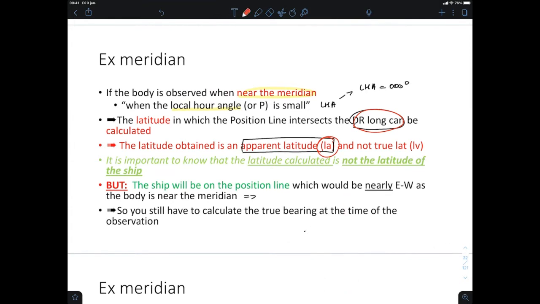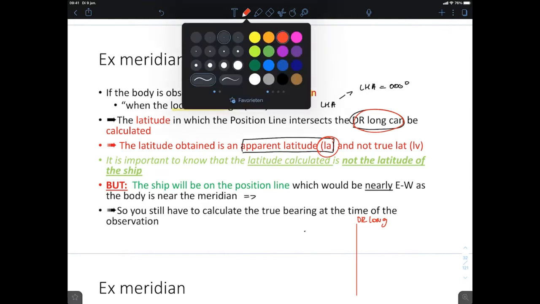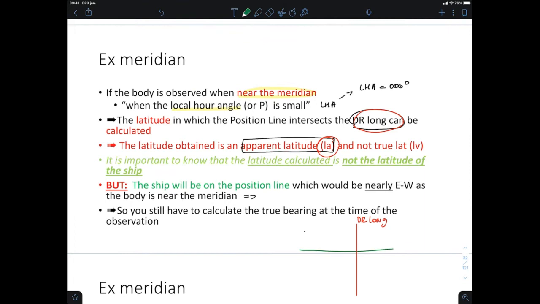So we start from our dead reckoning longitude. This is our dead reckoning longitude. With this method, what will we determine? We will determine our calculated latitude, or apparent latitude. And so there we find the point where this latitude intersects with our longitude. And so starting from that point, what will we have to do? We will have to draw our bearing, which will be nearly north or south, depending on where we are, depending on our latitude and the declination of the sun. And so perpendicular to that line, to that true bearing, we will draw our line of position.